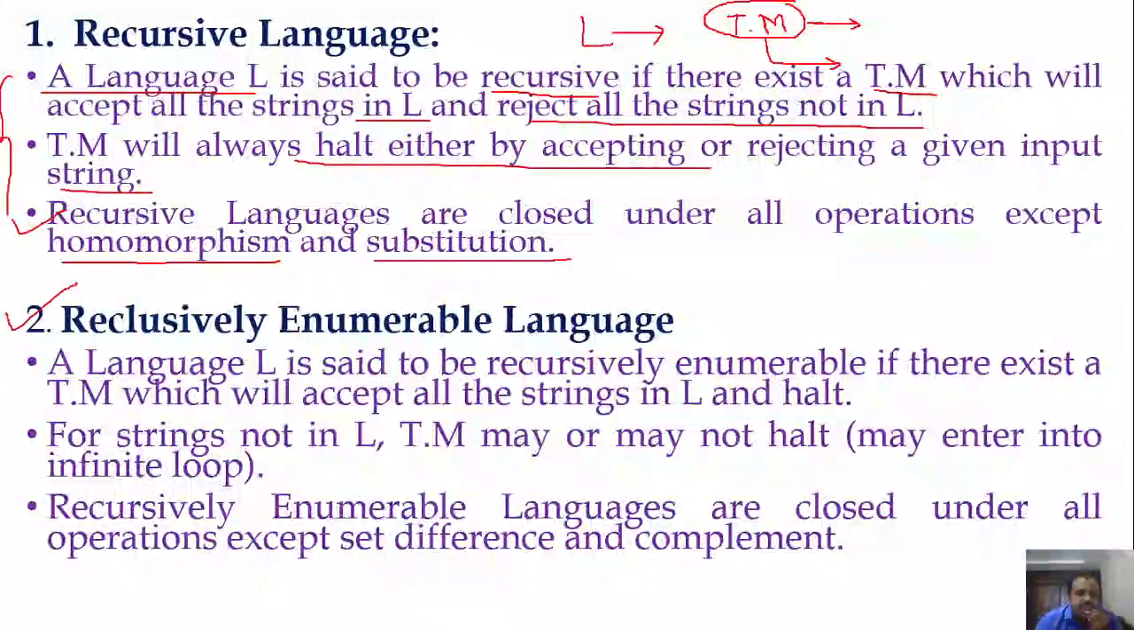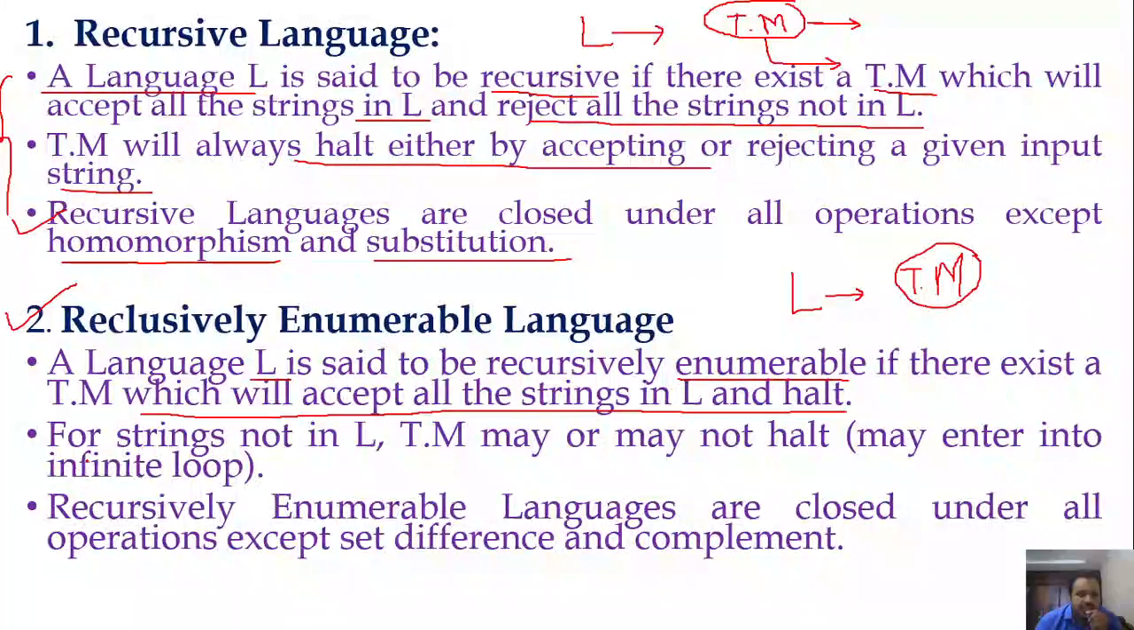Next one, recursively enumerable language. The language L is said to be a recursively enumerable language if there exists a Turing machine which accepts all the strings in L and halts. So for all the strings which are there in the language L, all those strings are going to be accepted by the Turing machine. The Turing machine halts and accepts all those strings which are in the language.